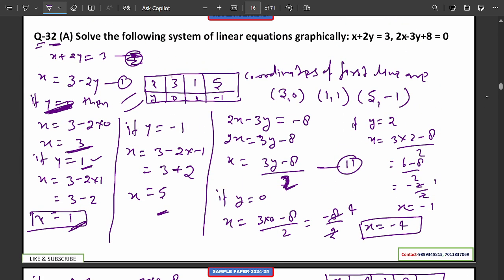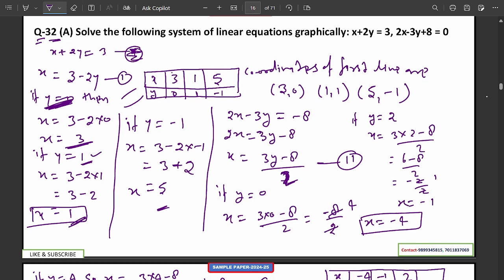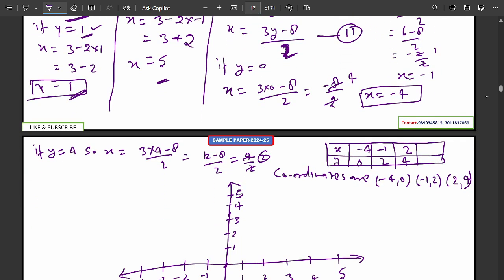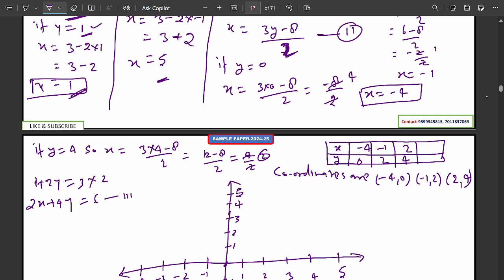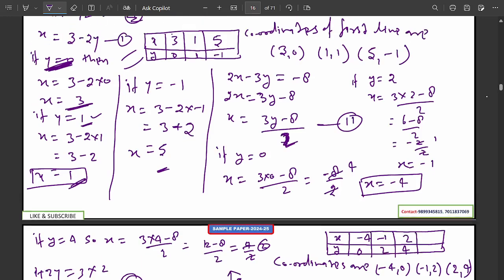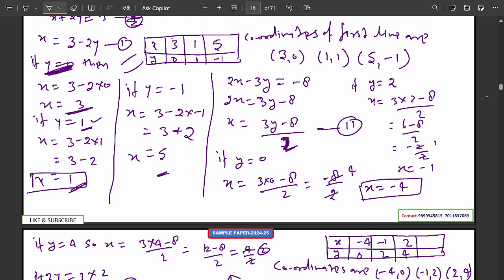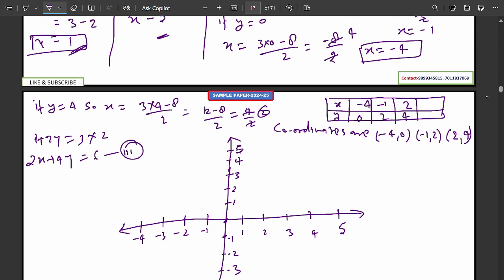And if you want to find the intersection point, you can easily find it by solving the equations. The first equation is x plus 2y is equal to 3. We just multiply with 2, so it will become 2x plus 4y is equal to 6. This is equation number 3, and equation number 2 is 2x minus 3y is equal to minus 8.